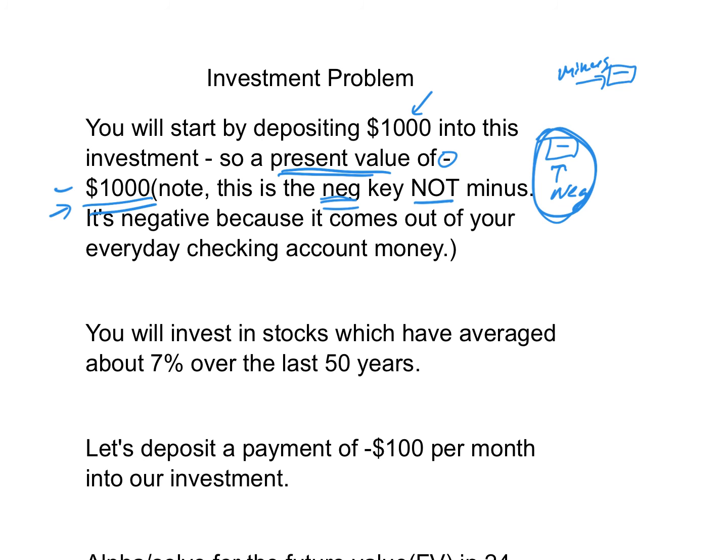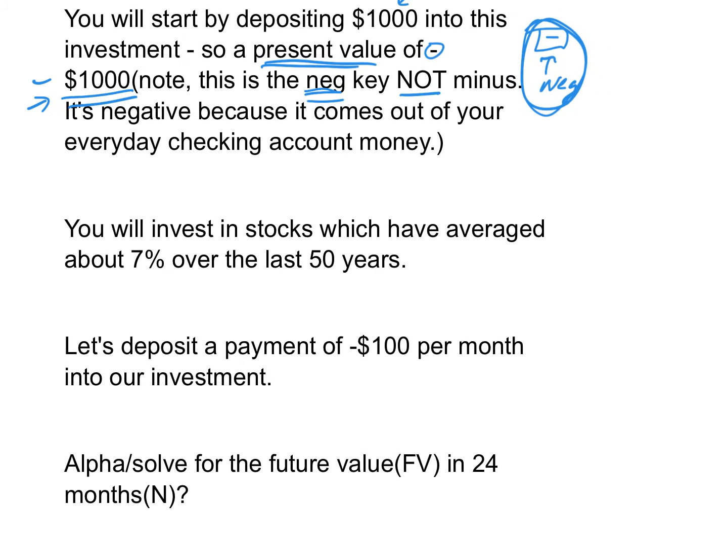Now you're going to invest in stocks, which have averaged about 7% over the last 50 years. And so that's going to be our I for like investment income is the way I'd like to think of it. The calculator is going to think of it as interest. It's technically not interest, but it's where we should put it.